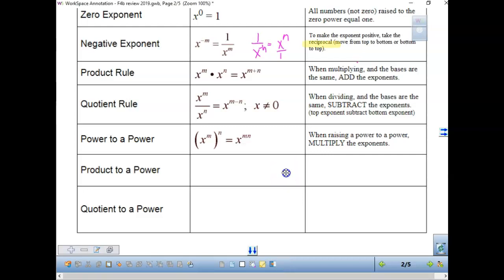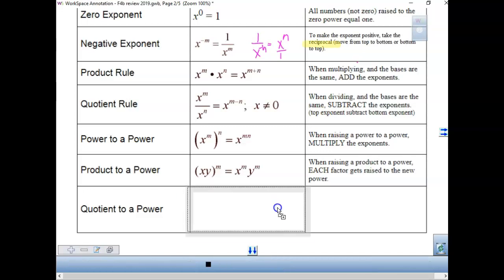That next one, product to a power, just means when I have two things inside the parentheses, or three things inside the parentheses, everything has to be raised to that power. So product to a power is just telling us each factor has to be raised to the power. That would be the key thing I go with there. Each factor has to be raised.